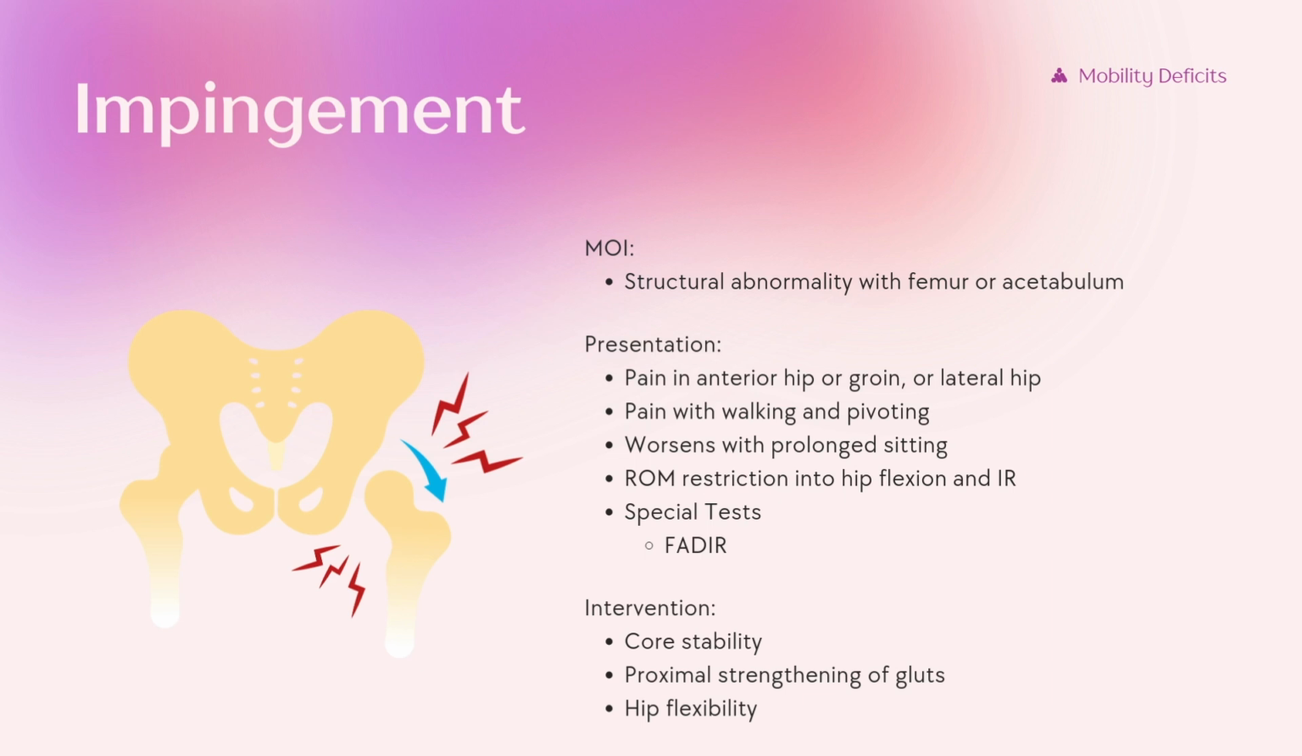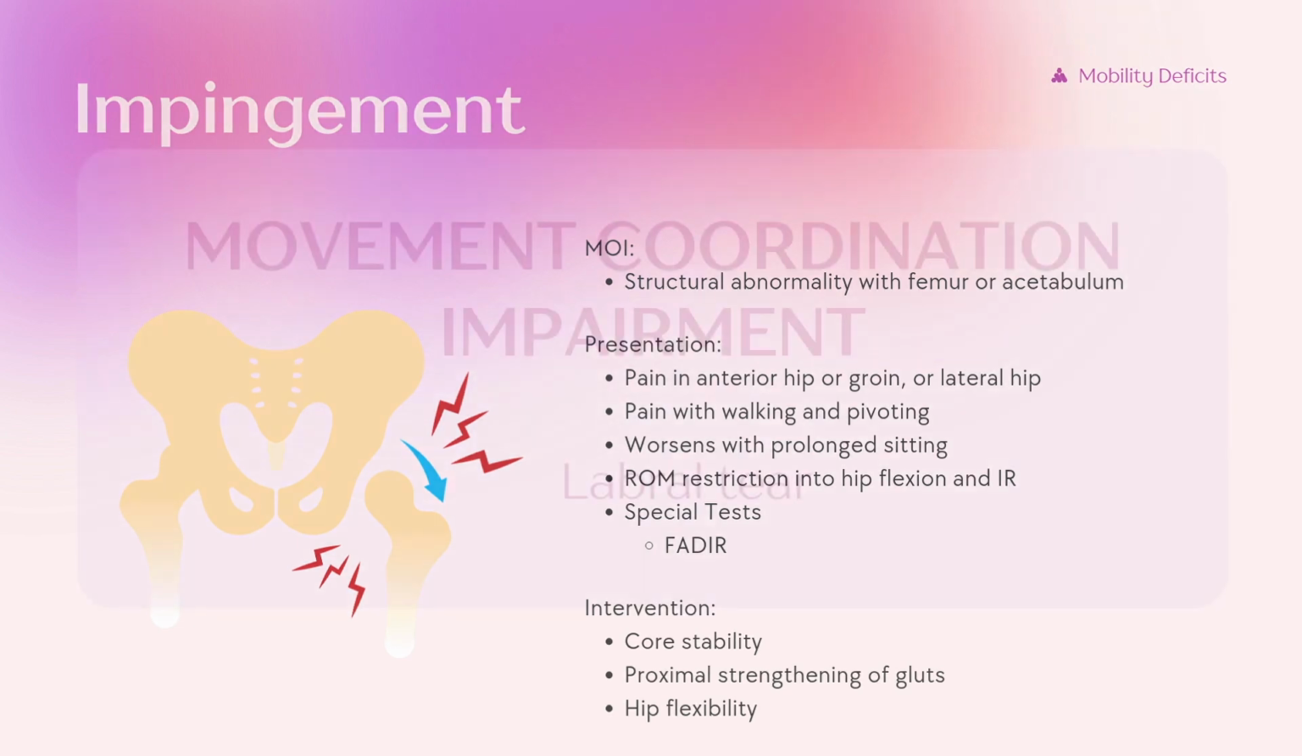The special test for impingement is FADIR, and FADIR is also performed in supine, where you place the hip and knee into 90-90, then you adduct the hip with internal rotation. Positive test would be reproduction of pain or click. Intervention would be core stability, proximal strengthening of the glutes, and hip flexibility.